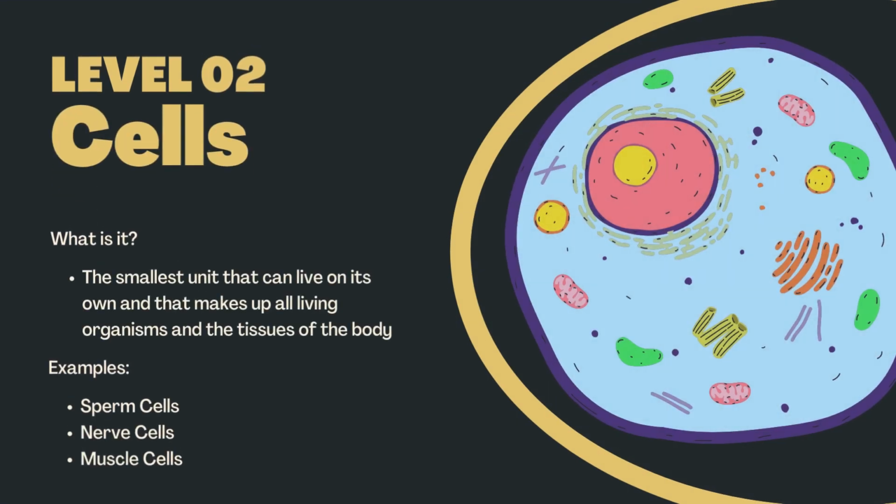Moving on are cells, and I'm sure you guys have heard the word cells throughout the entire year in biology, but cells are the smallest unit that can live on its own and that makes up all living organisms and the tissues of the body. Some examples of cells are sperm cells, nerve cells, and muscle cells.